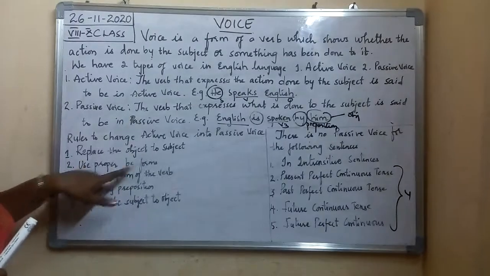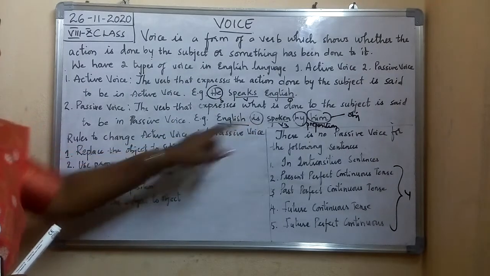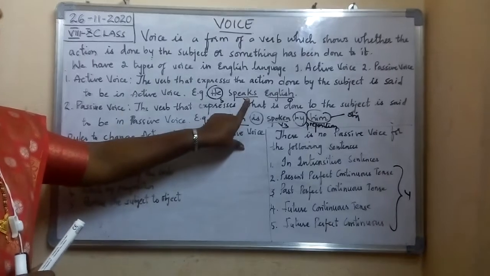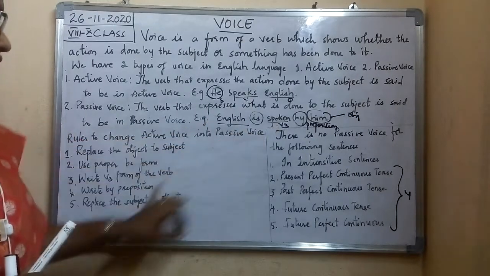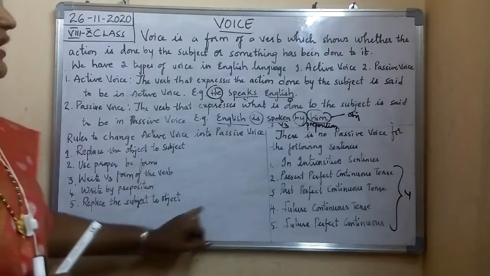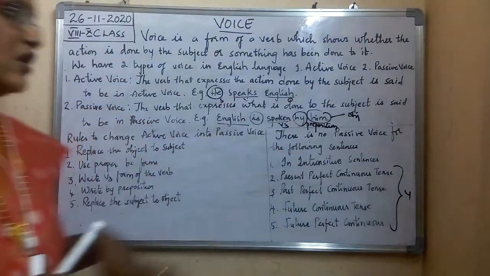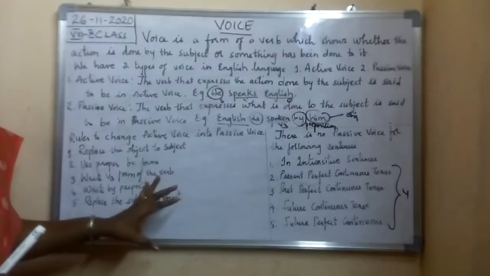Then use proper be form. As he is singular, I have used is. Then write V3 form of the verb. Here V1 changes to V3 form. Then next, write by preposition. By preposition we got here. Then replace the subject to object. Subject he changes to him. That's it, and I hope you have understood all these.